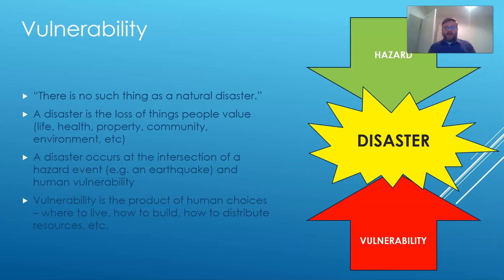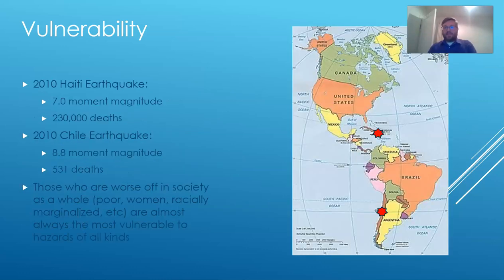And the fact of people and things we care about being in the path of that hazard event is the result of some sort of human choices. People have in some way decided to place themselves and their valuables in the path of that hazard. People decide where to live, how to build, how to distribute resources. All of these things will determine what kind of a disaster might arise from a particular hazard event that might occur. So we get a really clear illustration of this in the case of earthquakes.